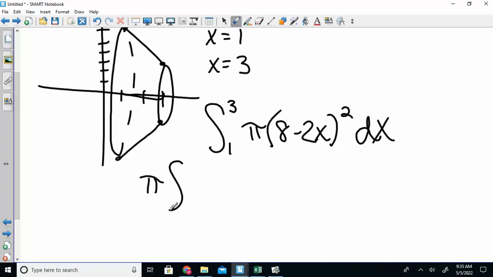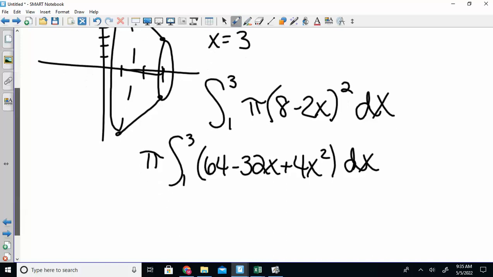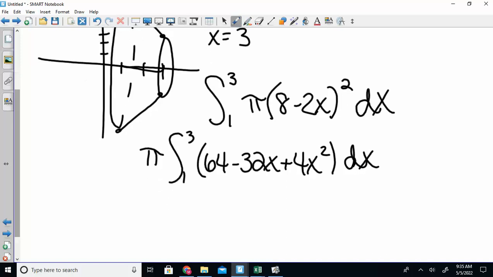Make life easy. Simplify before you integrate. So when I say that parentheses squared, you have to write it twice in FOIL. And then you would integrate from here. I will come back to it if I have time and work that part out. You should get 104 pi over 3. Is this okay?